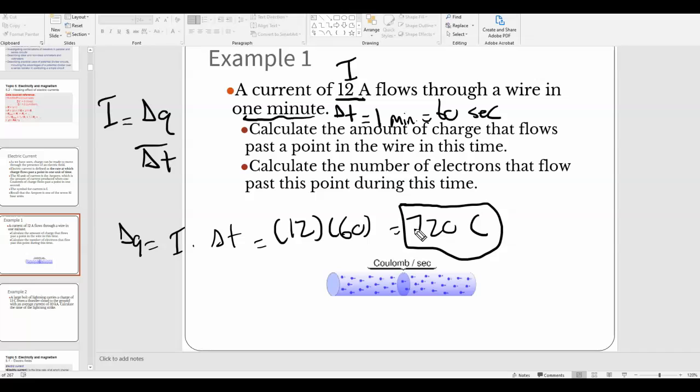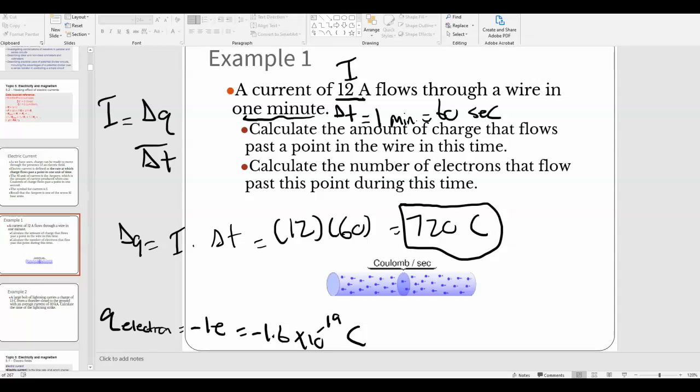That's the answer to the first question. Now the second question says calculate the number of electrons that flow past this point during this time. Now you should remember from a couple of units ago that the charge of one electron, Q electron, is negative 1 E, where E is the elementary charge. And so that would be negative 1.6 times 10 to the negative 19 coulomb.